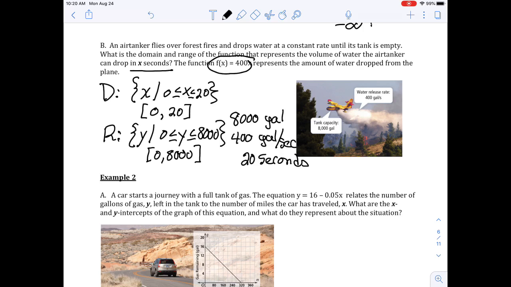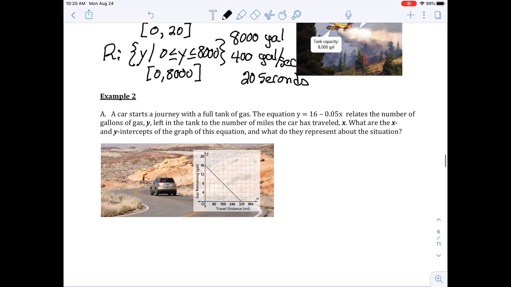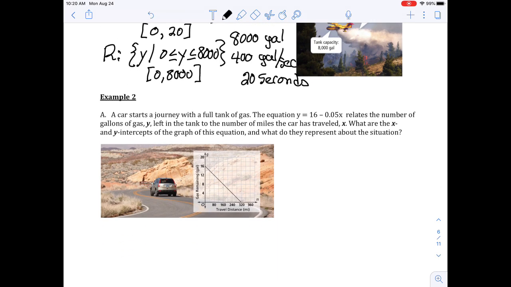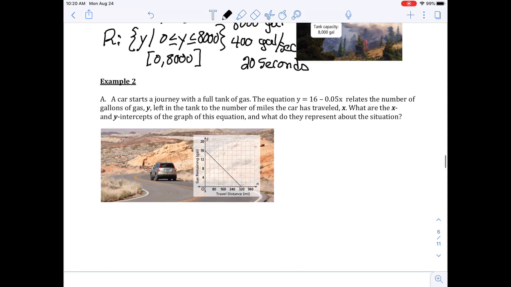All right, we're going to move on to a second example that is a real world example talking about domain and range. And this is a car that starts a journey and it has a full tank of gas. And again, the equation for the car is given by this: y equals 16 minus 0.05x. And it relates the number of gallons of gas y, so gas is y, left in the tank to the number of miles the car has traveled.